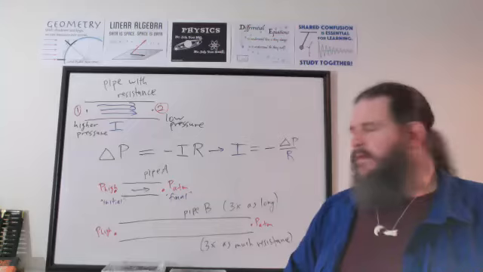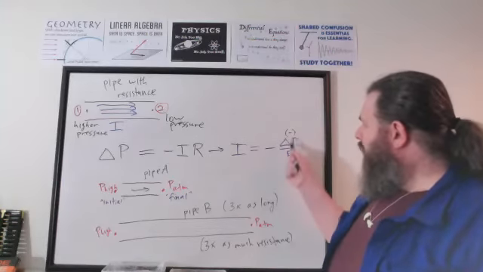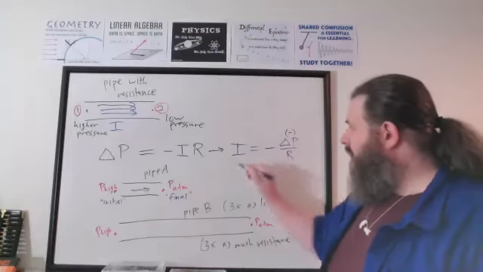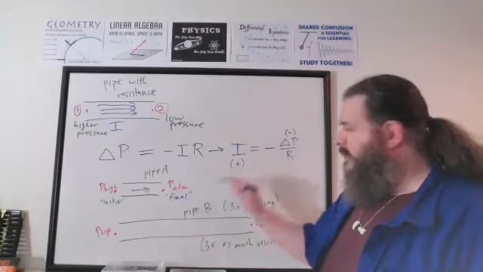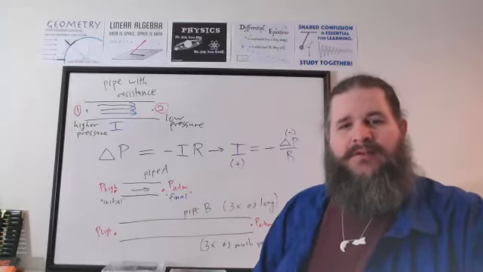A negative. Yeah. Delta pressure is going to be a negative value, and resistance is positive, but this negative sign makes the whole thing become positive. So current is going to be positive, and current being positive basically just means, yes, current really is flowing in that direction.